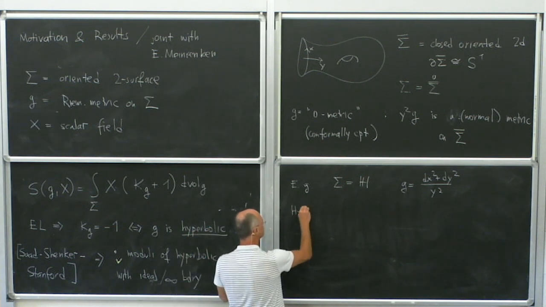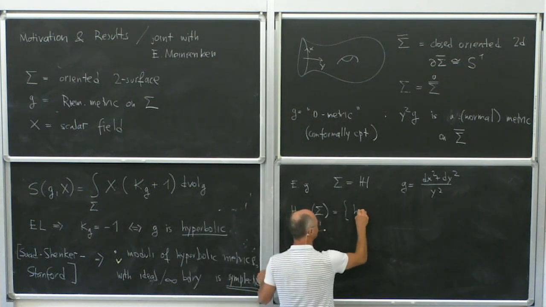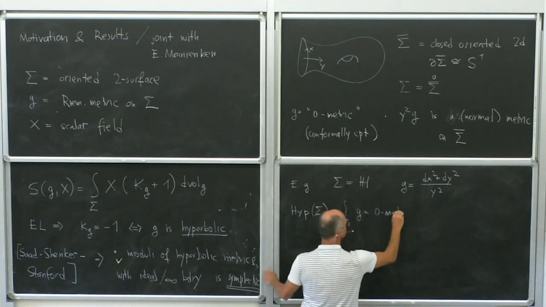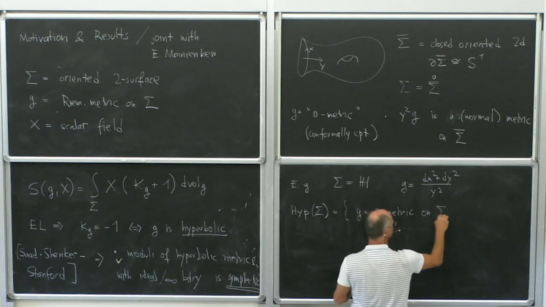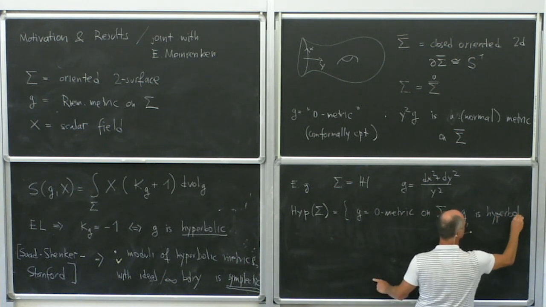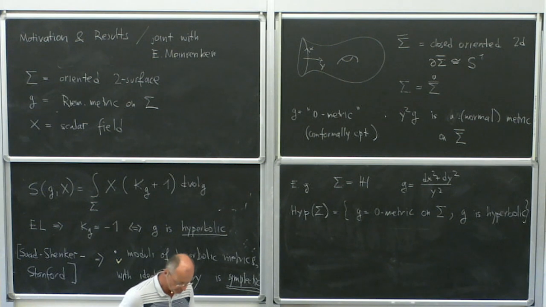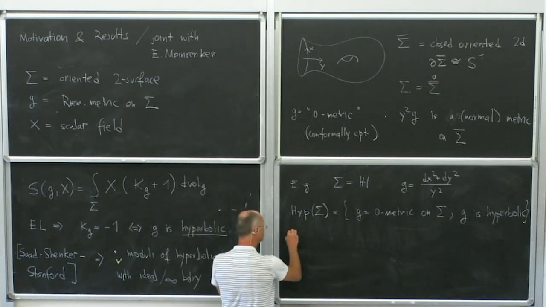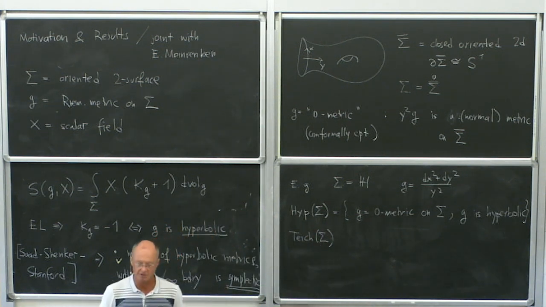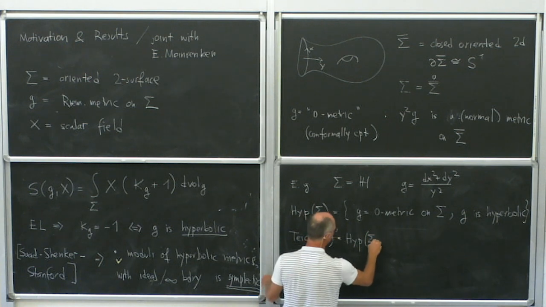So let's define hyp sigma. So this will be zero metrics on the surface with a condition that g is hyperbolic. So that's the set of such zero metrics on sigma. So then there are two interesting spaces that we can think about. So the first space is an infinite dimensional Teichmüller space. So these are those hyperbolic metrics.